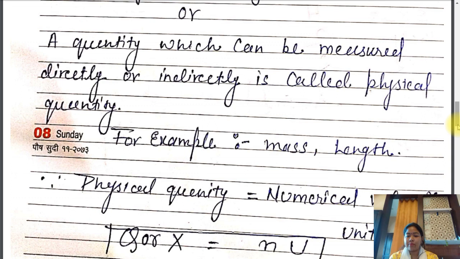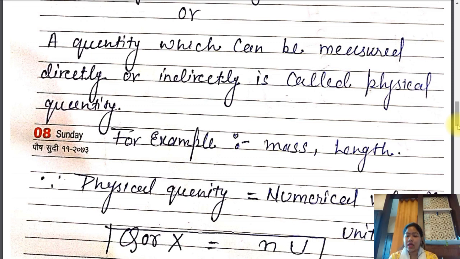Just for example, if we want to calculate the mass of an object, we can calculate it easily by using different standard units of measurement. If we want to calculate the length, we can easily calculate the length by using different standard methods. So all these quantities are under the category of physical quantities.